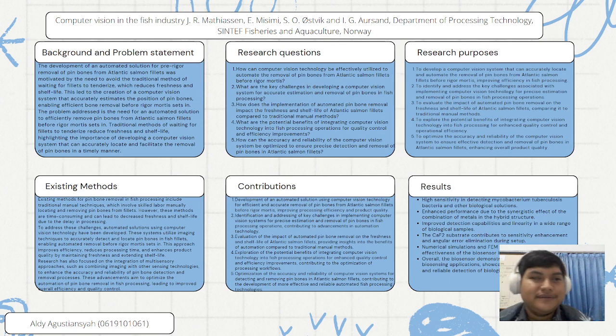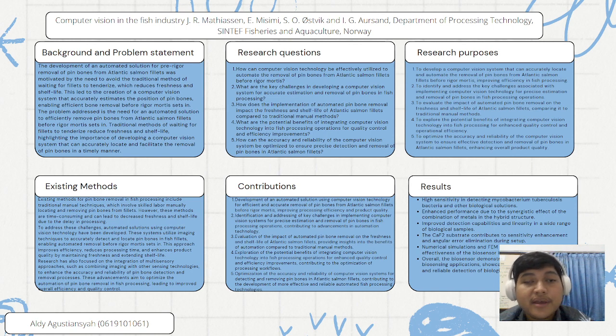Background and problem statement. The development of an automated solution for pre-rigor removal of pin bones from Atlantic salmon fillets was motivated by the need to avoid the traditional method of waiting for fillets to tenderize, which reduces freshness and shelf life. This led to the creation of a computer vision system that can accurately estimate the position of pin bones, enabling efficient bone removal before rigor mortis sets in.